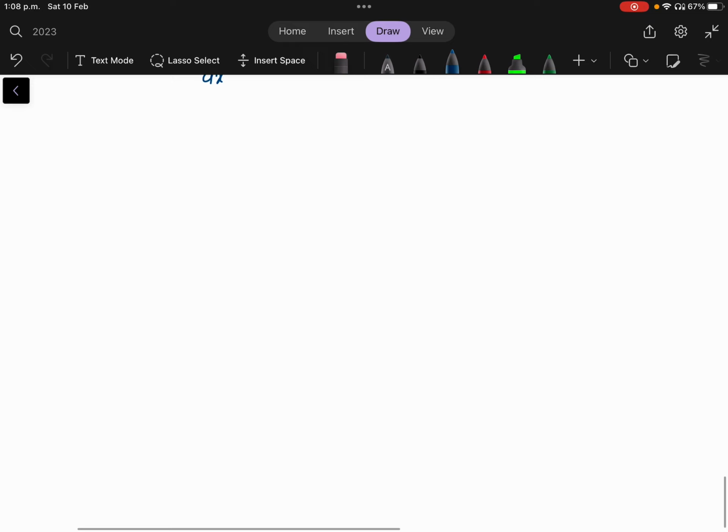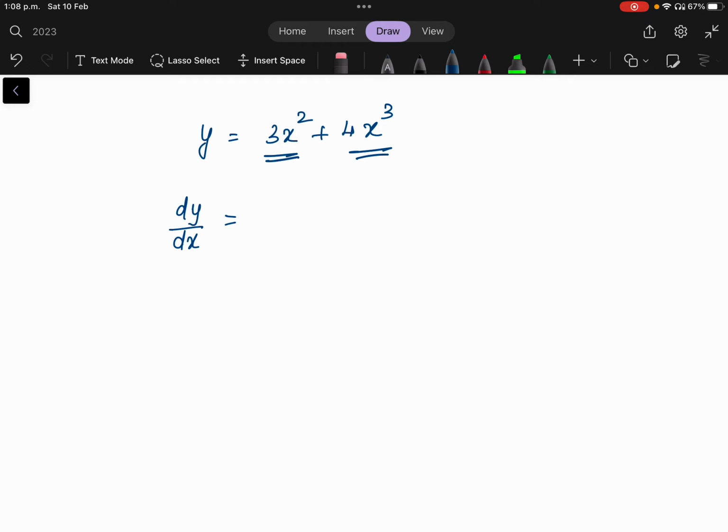Now if you have two functions, for example, y is equal to 3x square plus 4x cube, you need to do it separately. So do the differentiation for this one and do the differentiation for this one. So dy by dx will be equal to, first I'm going to take 3x square. The differentiation for 3x square is 6x to the power of 1, and since there's a 1, I'm not writing it, plus, for the second one, 12x to the power of 2.